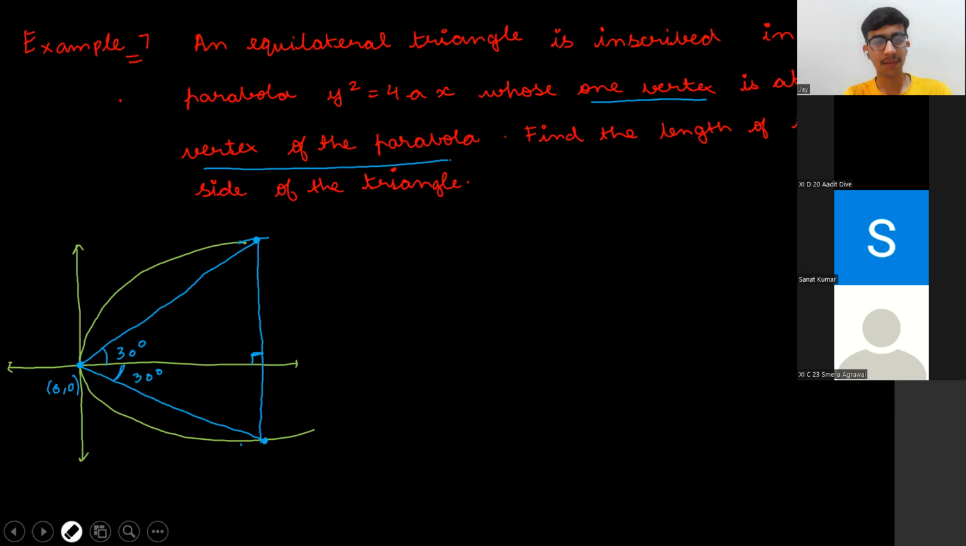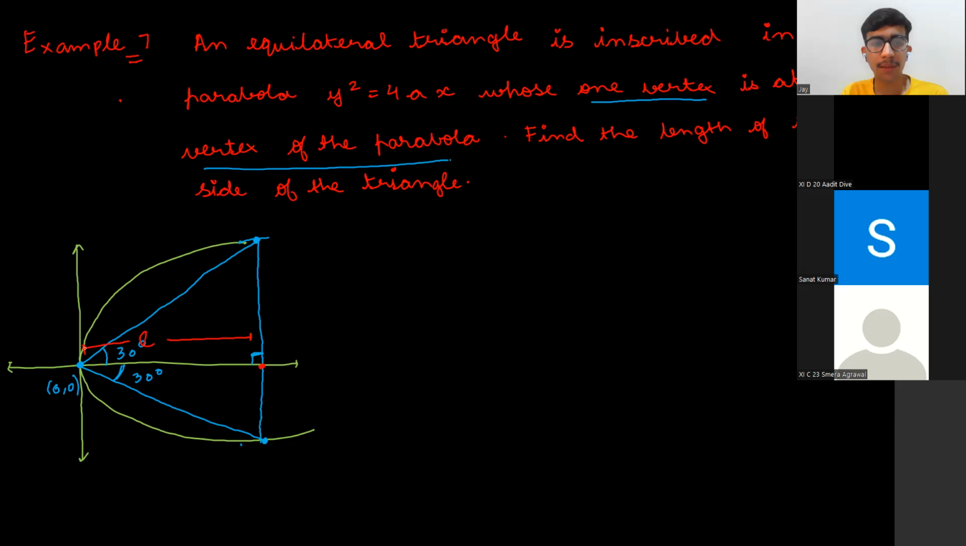Okay. So if this is 30, this is also 30. Let's say I take this length to be L. I don't know the length. Most of you had taken that this point will be the focus, but it is not given anywhere that this point is the focus.